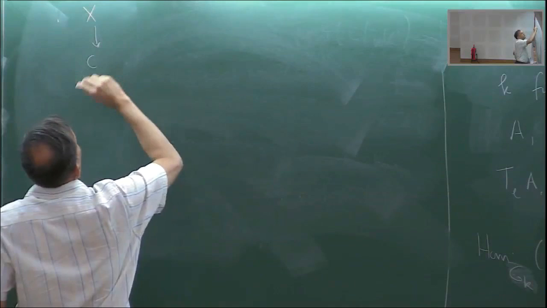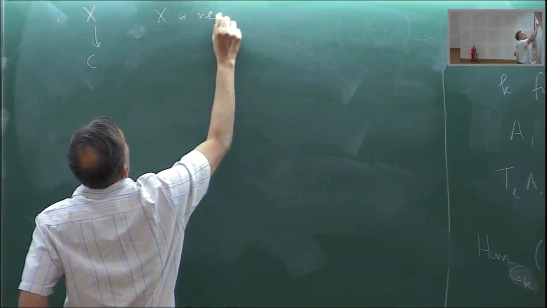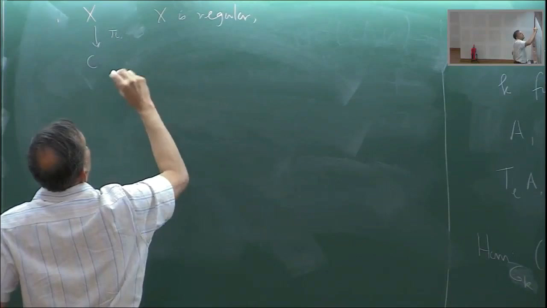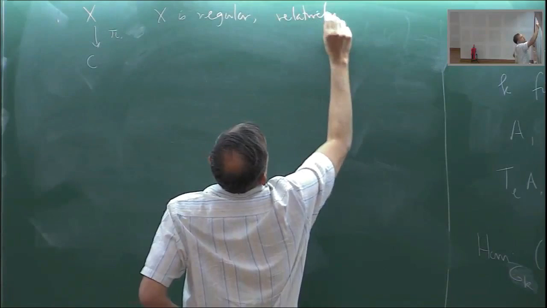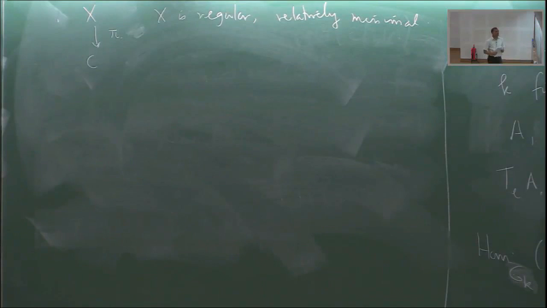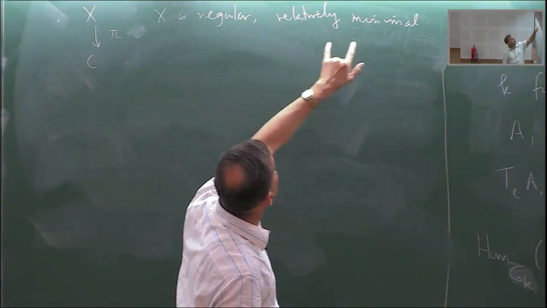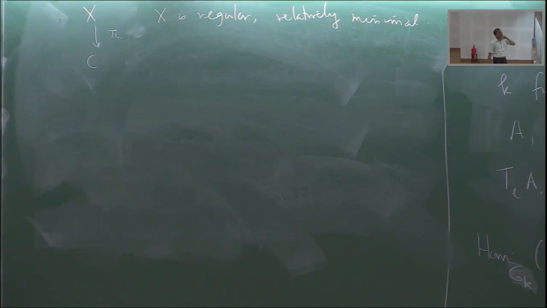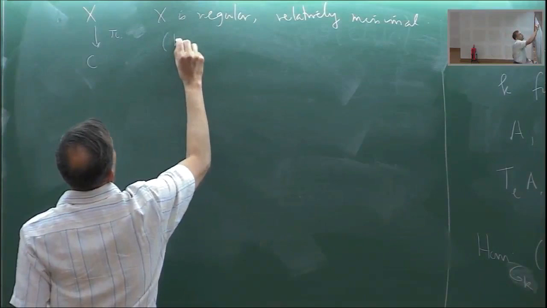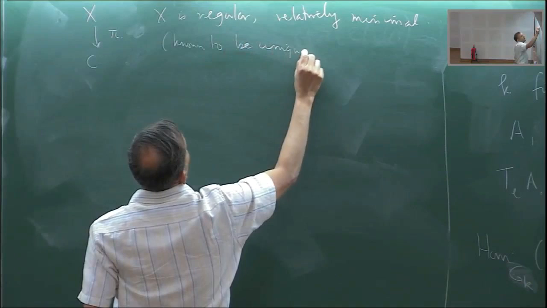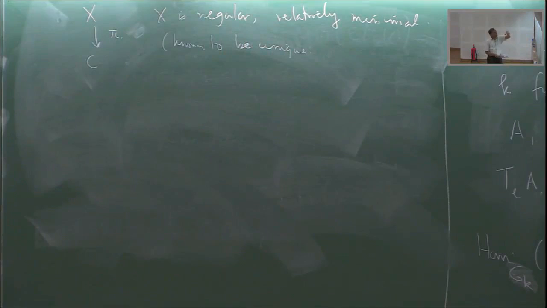So the X over C is what is called regular, and this map pi is relatively minimal. This is what goes into the properties of the Néron model for the generic fiber, that the Néron model is got from such a regular relatively minimal surface by removing all the singular points of the fibers. So of course, this is known to be unique. And what relatively minimal says is that there are no curves of self-intersection minus 1 along the fibers.